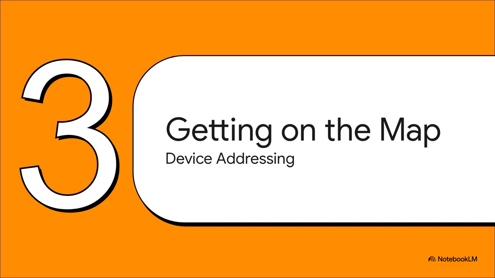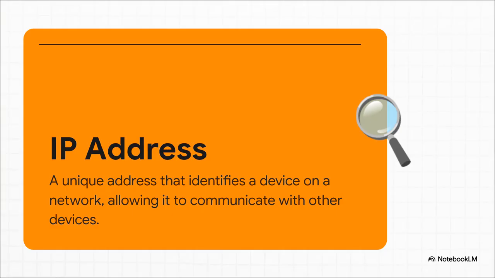Okay, our device is secure. Now let's actually get it on the network map. For this thing to be useful, it needs an identity, a way to be found, and a way to communicate. And in networking, that identity is its IP address. The easiest way to think about an IP address is to compare it to a street address for your house. It is a totally unique identifier on the network that tells data packets exactly where to go.